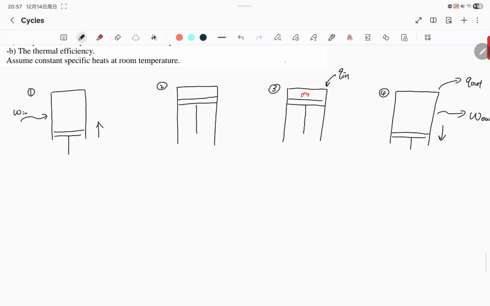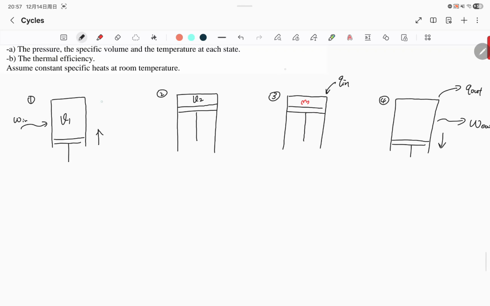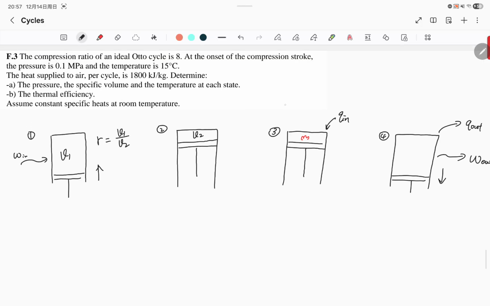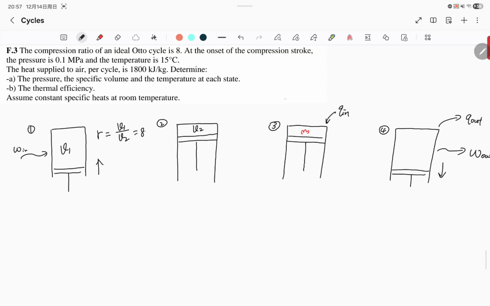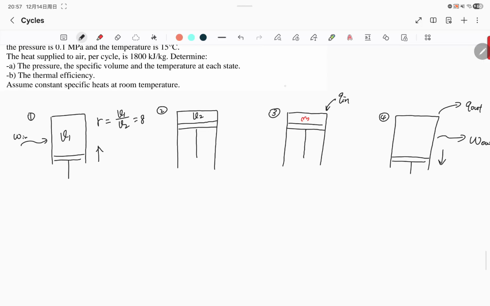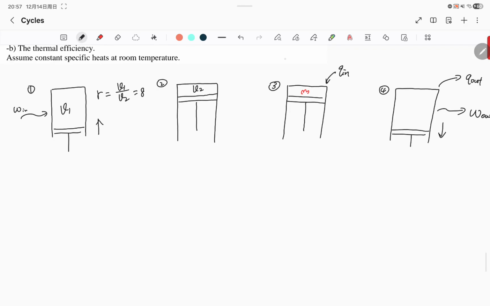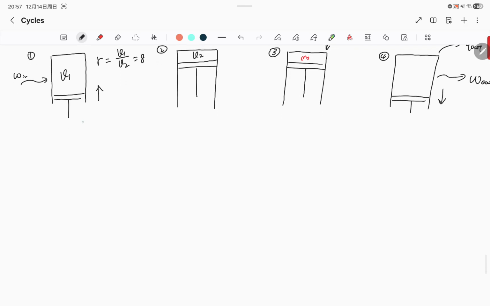Let's label something here. We got volume 1, volume 2, and r is equal to volume 1 divided by volume 2. r is the compression ratio, and that's given. That's 8. That means my V1 is 8 times greater than V2. From state 1 to state 2, it's isentropic, meaning adiabatic and reversible, which means ideal.